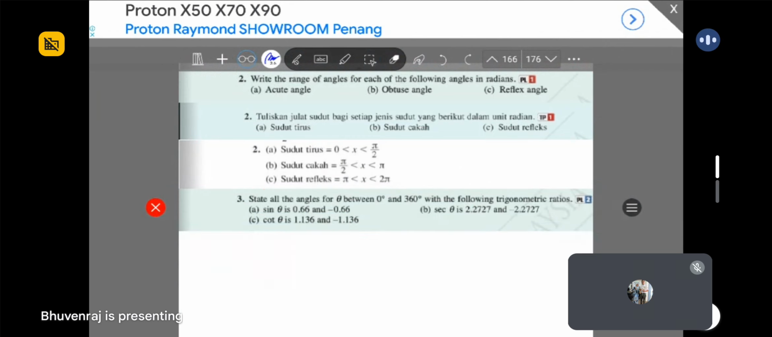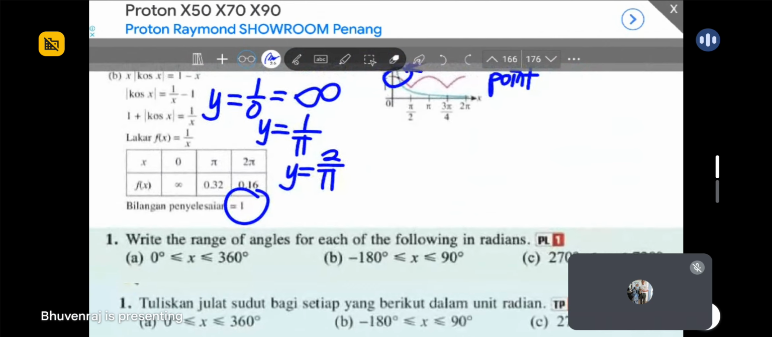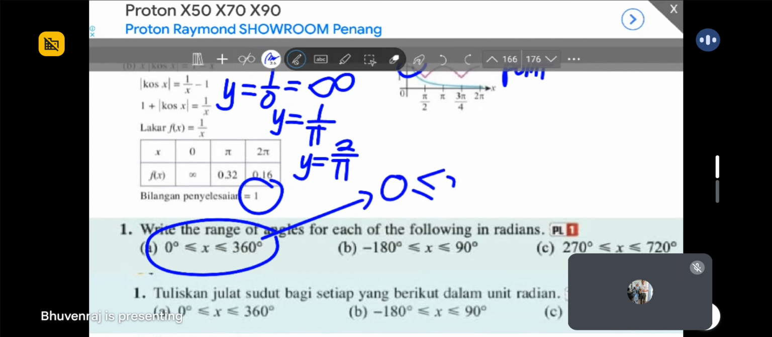So you can see over here, the first question is very simple. They ask you to write the range of angles in the radian mode. Kamu kena tulis julat dalam radian. So 0 to 360, what's the answer? 0 confirm 0 lah. And then 360 is 2 pi. Just times 180 bahagi pi. So 360 times 180 over pi, you will get 2 pi. So this is for A.